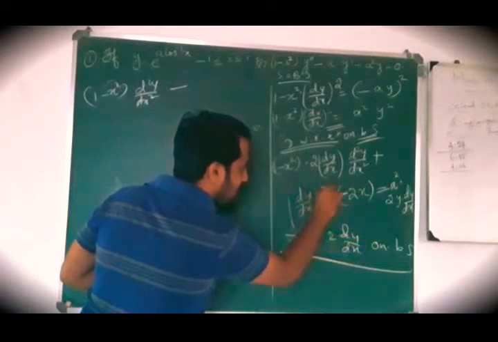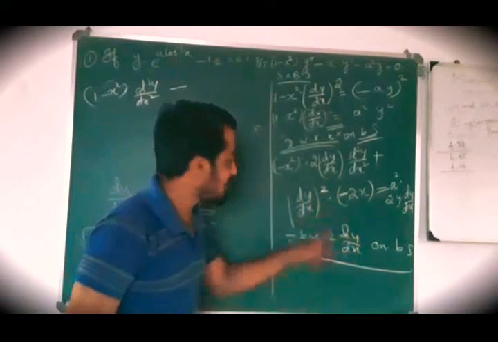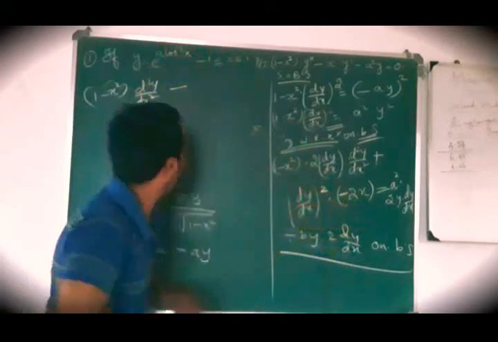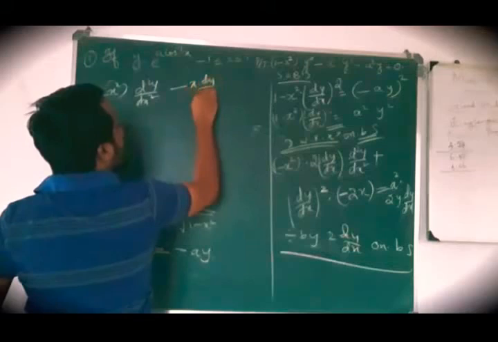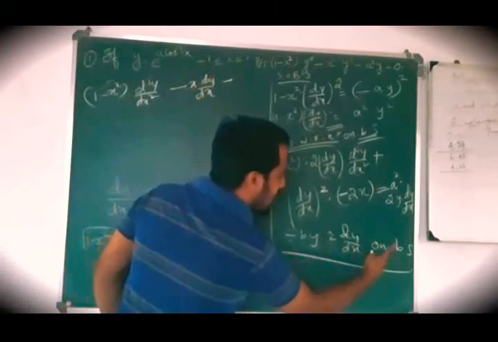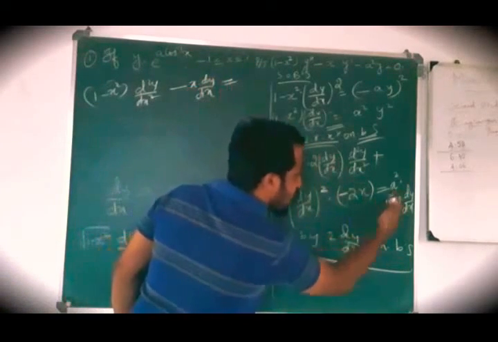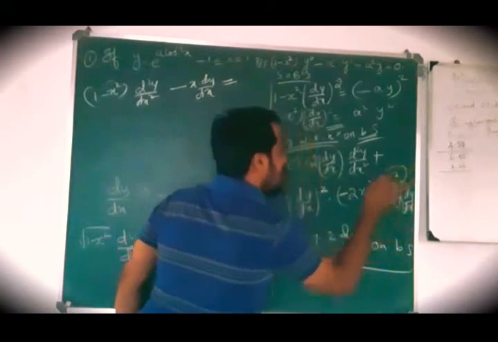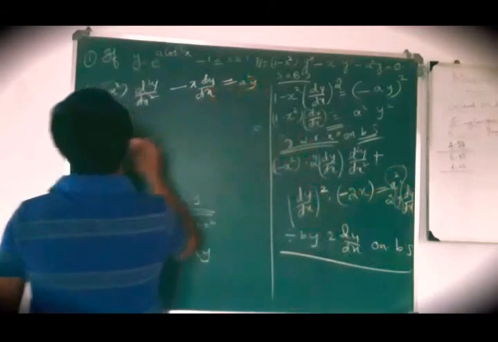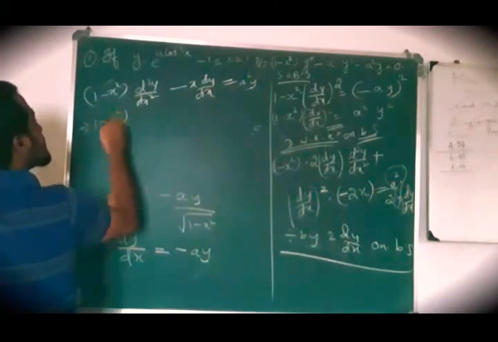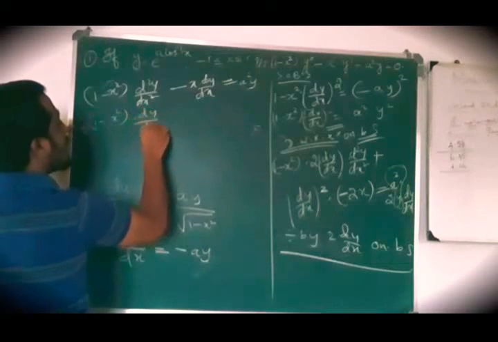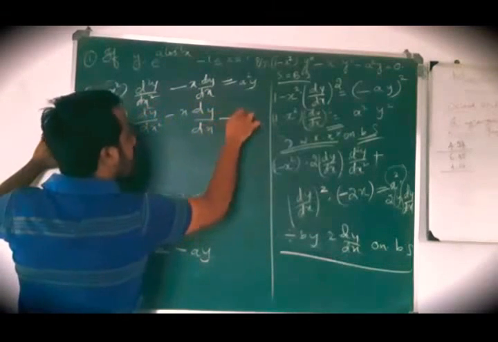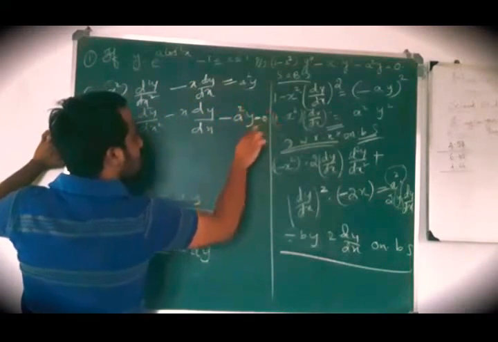Here 2 times we have. So one dy/dx, one dy/dx will be cancelled. This 2 will be cancelled. So minus will be there, minus x into dy/dx. Right hand side is equal to right hand side: 2 will be cancelled, dy/dx will be cancelled. So remaining a²y term will be there. Yes or no? So remaining a²y. This implies that (1 minus x²) d²y/dx² minus x dy/dx minus a²y is equal to 0.